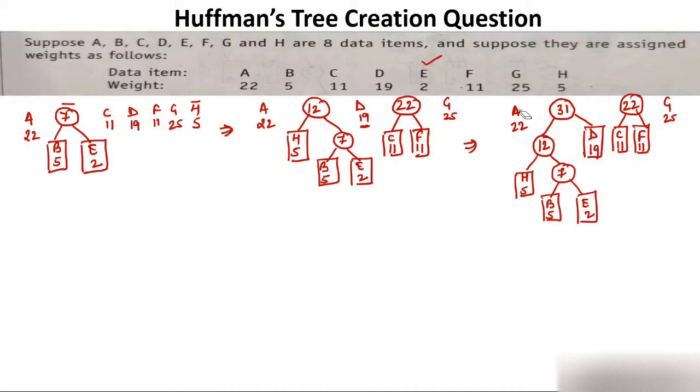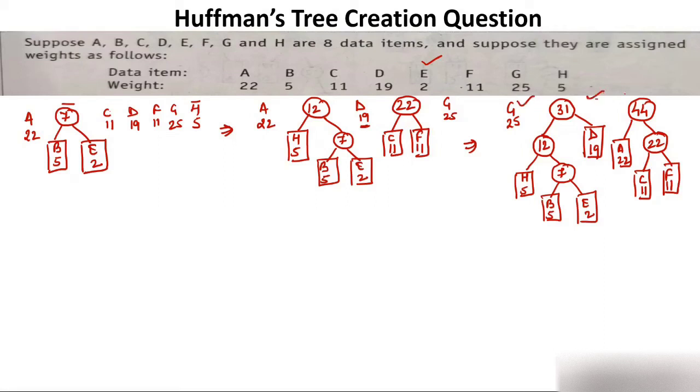The moment you add them, what will happen? Suppose I'm writing G25 here, and I'm adding those 22 and 22. The moment you add 22 and 22, it will become 44. Suppose I'm using A22 here, then 22 will come here, and this 22 here, and then you have C11, and then F11. Fine. So now you are left with three weights, that is G25, 31 and 44.